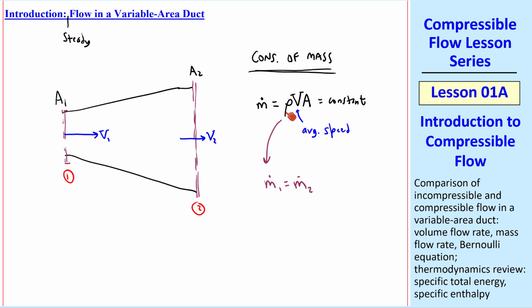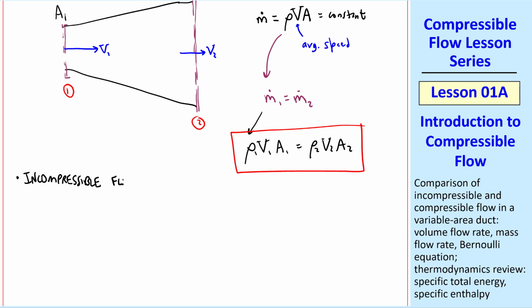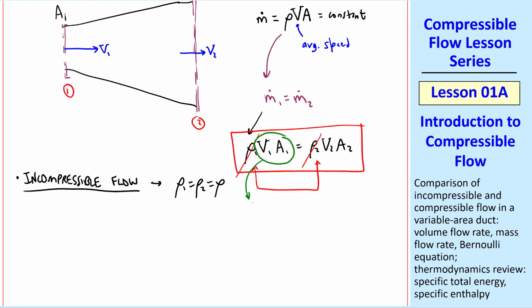If we also take density as the average density in the flow, we can write this as rho 1 V1 A1 equals rho 2 V2 A2. Now let's consider incompressible flow. Since density is a constant, the density can drop out of this equation. And we like to define this grouping of terms, V1A1, as the volume flow rate. We use V dot in our fluid mechanics textbook. Other people use Q. Either way, the volume flow rate is the average speed times the area.